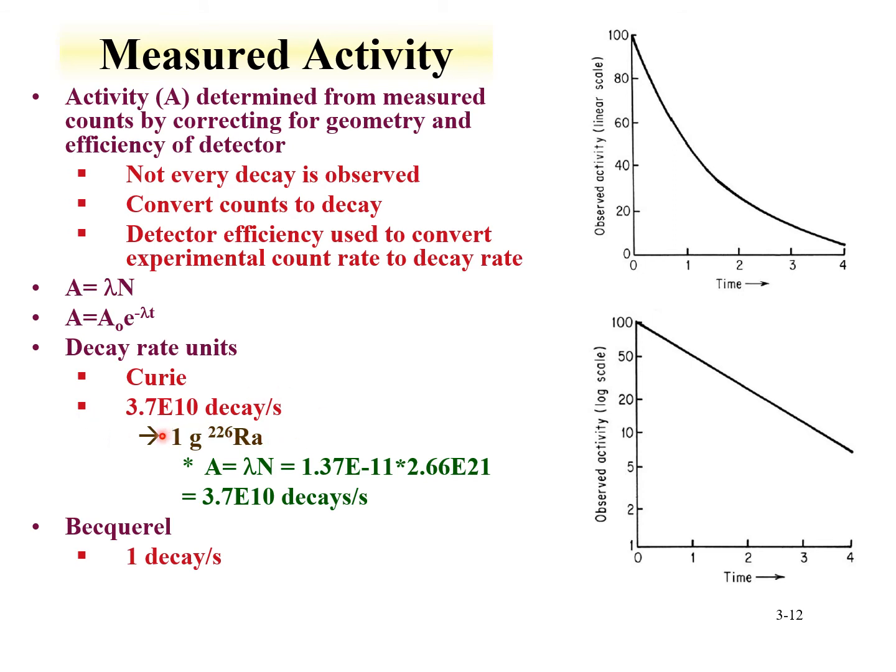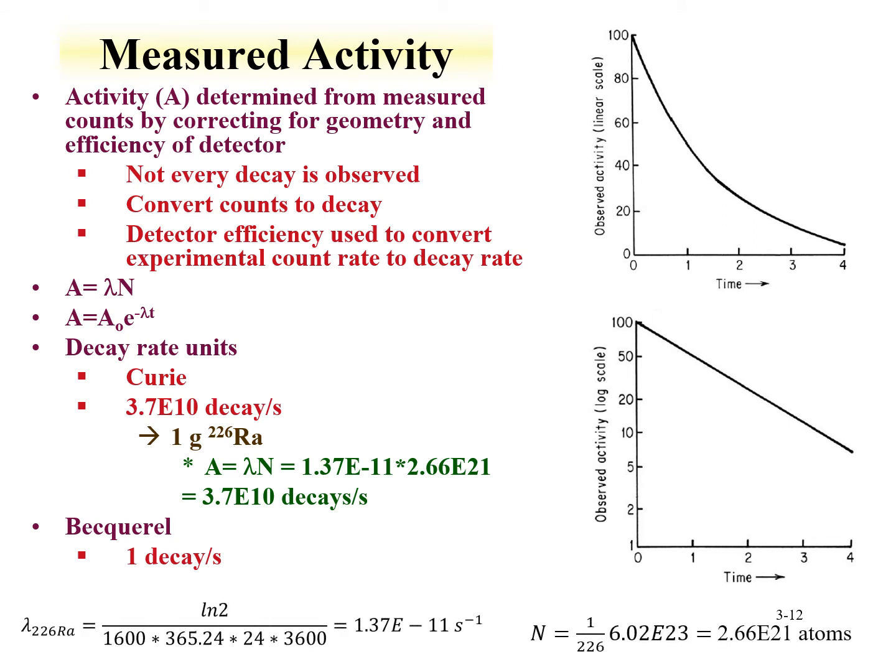If I calculated the number of atoms in a gram of radium-226, so 1 divided by 226 times a mole, times the decay constant, which is log 2 divided by the half-life of radium-226, which is 1,600 years. That half-life does need to be converted into seconds. I get an activity of 3.7 times 10 to the 10th decays per second. So a Curie, that unit, is based upon 1 gram of radium-226. Details of this calculation are shown here.